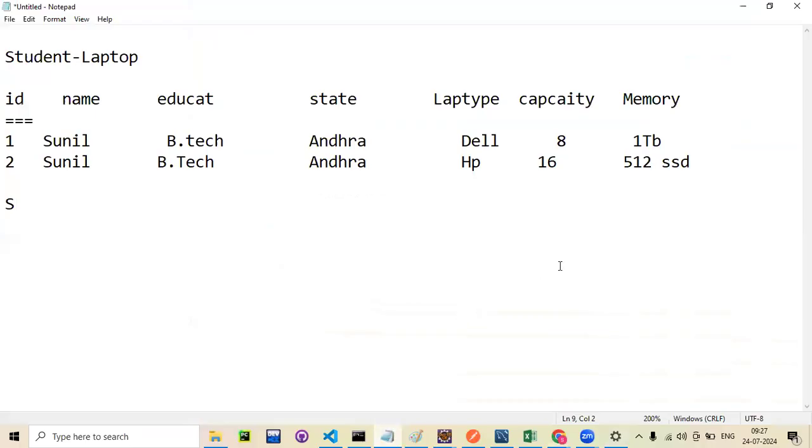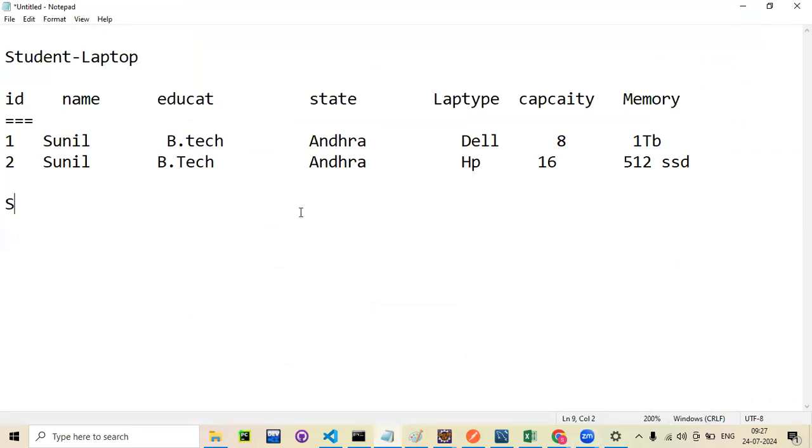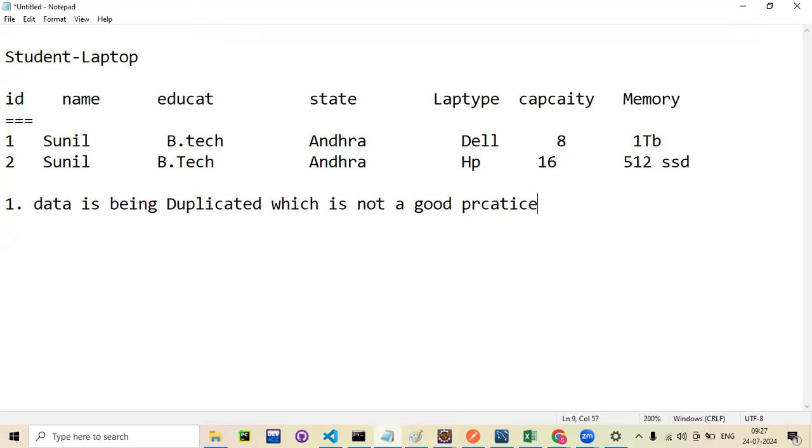So the first problem is the data is being duplicated, which is not a good practice. So we need to separate that single table into two tables. Right?